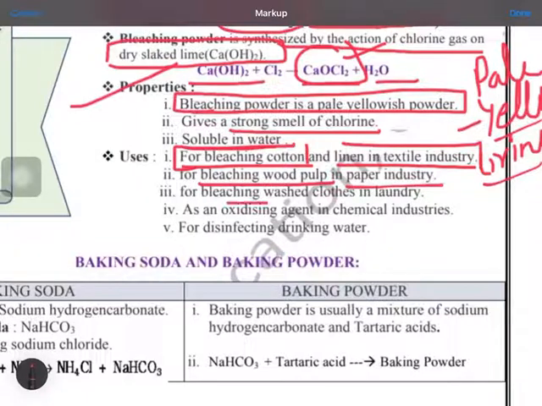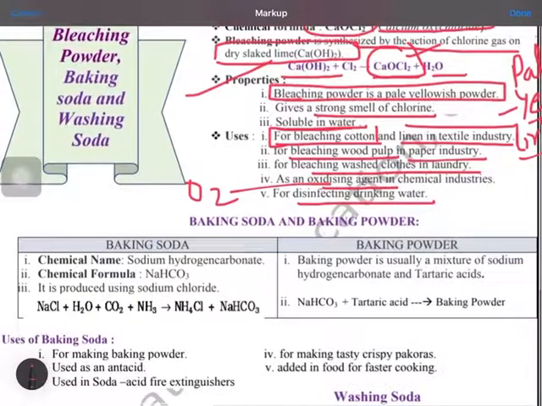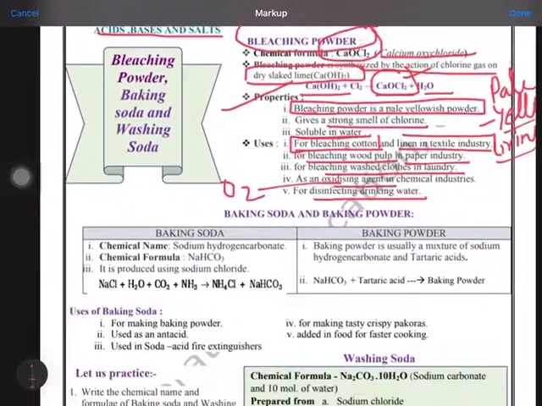It is also used in the laundry for washing of clothes. It is a strong oxidizing agent. What is an oxidizing agent? One which provides oxygen in the reaction. And for disinfecting drinking water, that means the water which we drink and which has germs, to kill those germs, this is used there. So these are the important uses. You have to remember this.